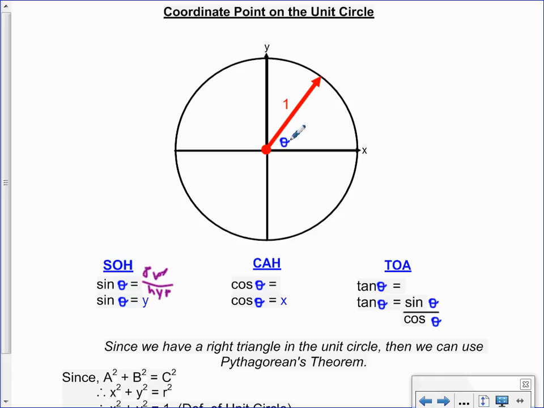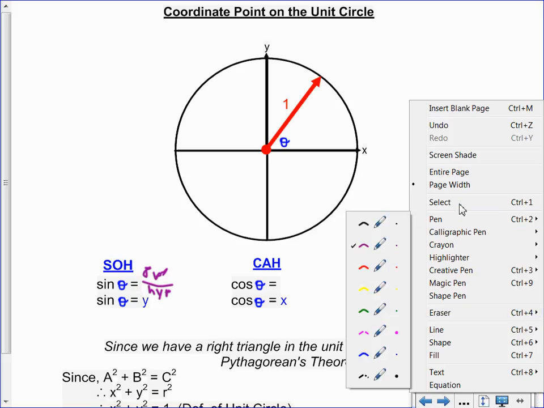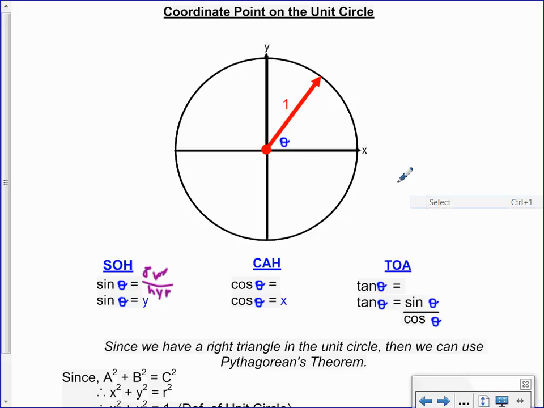So from this angle right here, let me use the select. From this angle right here, the side that's opposite from this angle is over here, right? And then the radius that is the hypotenuse is 1. Notice that the sine is the y-coordinate. So that's why in just basic trig, sine is the y coordinate.